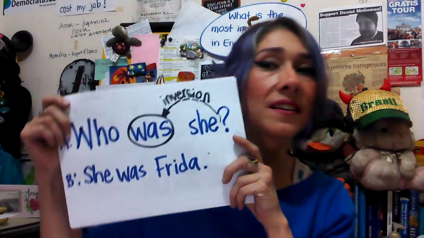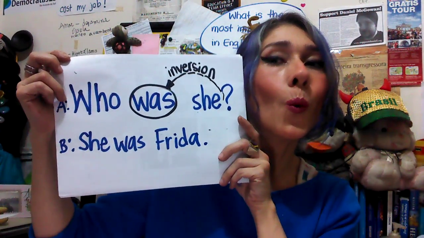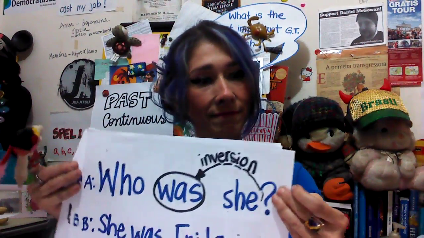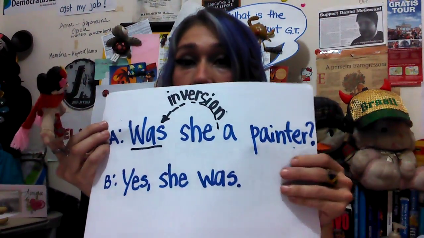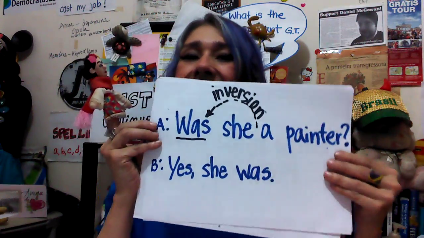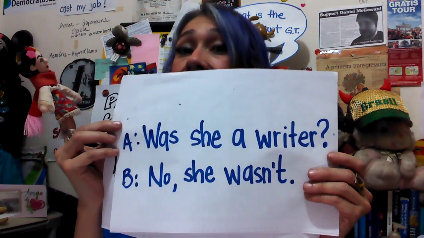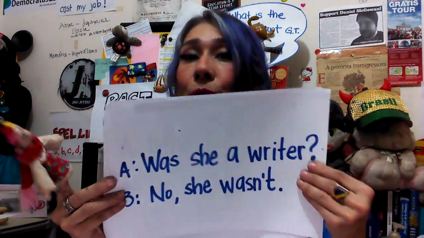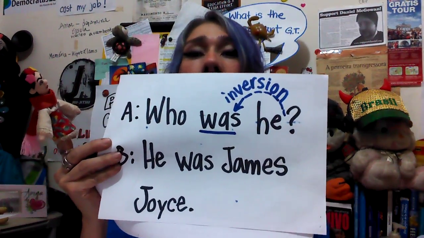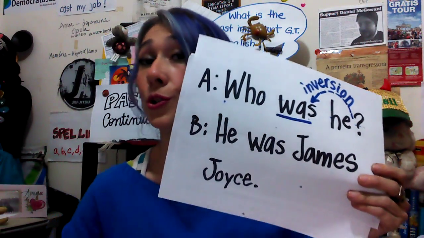Let's practice small dialogues. Who was she? She was Frida. Was she a painter? Yes, she was a painter. Was she a writer? No, she wasn't. She was a painter.